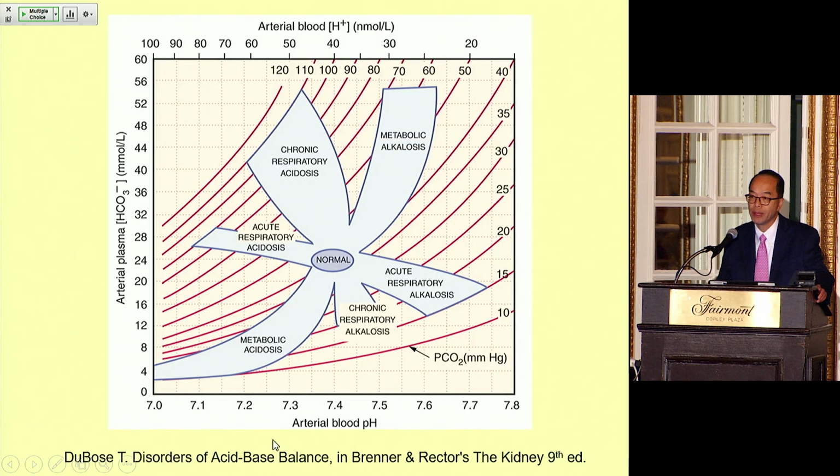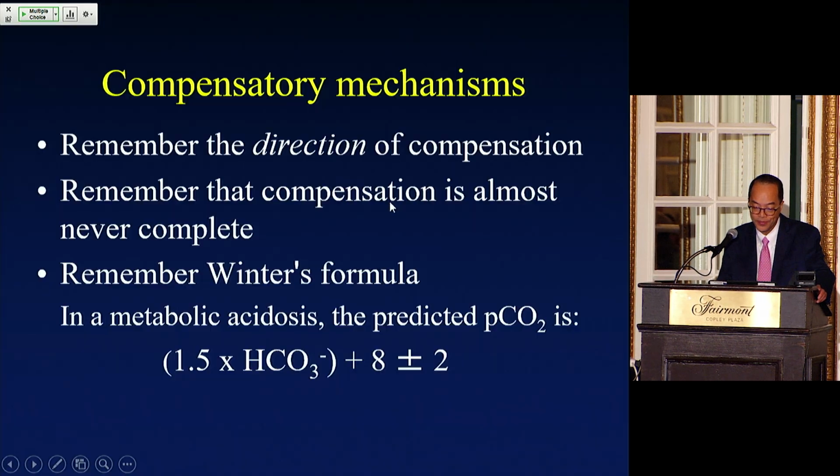Another way that you might prefer to determine this is with this acid-base diagram, where these red lines refer to the PCO2s going from 10 to 120. The x-axis is the pH, the y-axis is the bicarb, and you can plot on this where a patient is and determine approximately which disorder they're in.